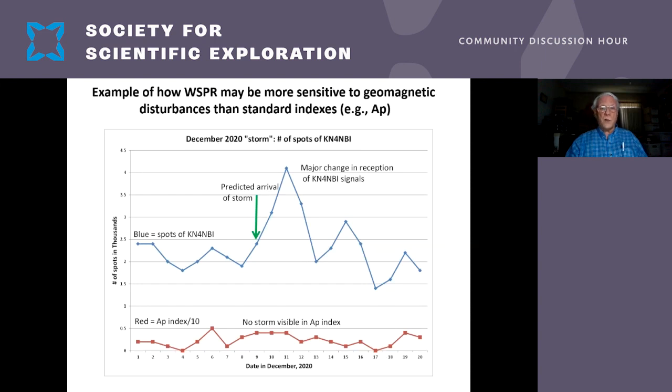And if you look at the red line, which is the AP index, one of the geomagnetic indices, it shows nothing happened at all. But if you look at the people spotting my signal, it more than doubled within a couple of days and then dropped down to baseline levels. So indeed there was an effect of this solar storm, but not one that was picked up by the standard geomagnetic indices. So again, this may be more sensitive, and it would seem that in a lot of anomalies research we could certainly use some sensitive measures of things that are affecting our anomalies.